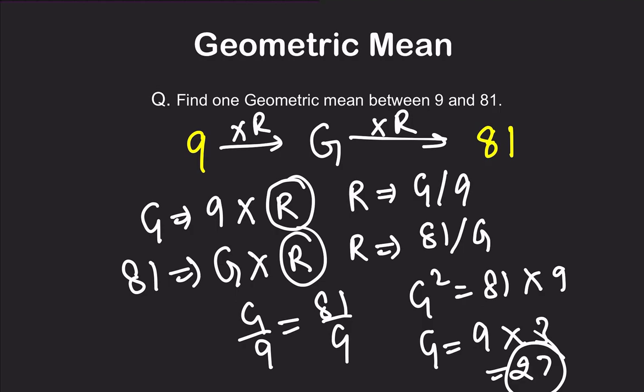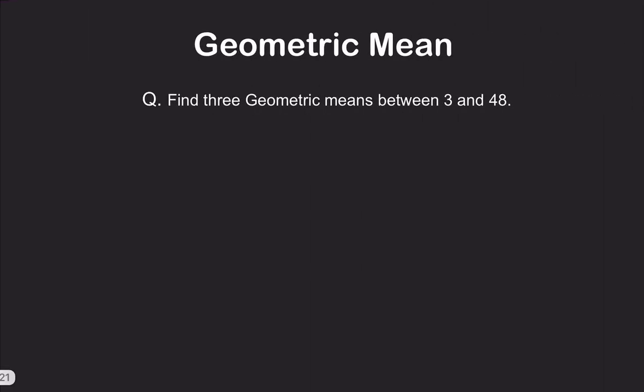And what exactly is the geometric mean? It is a number which, when placed between two numbers, makes the series of three numbers a geometric progression series. I hope this is clear. Moving on, and let's make it fast.